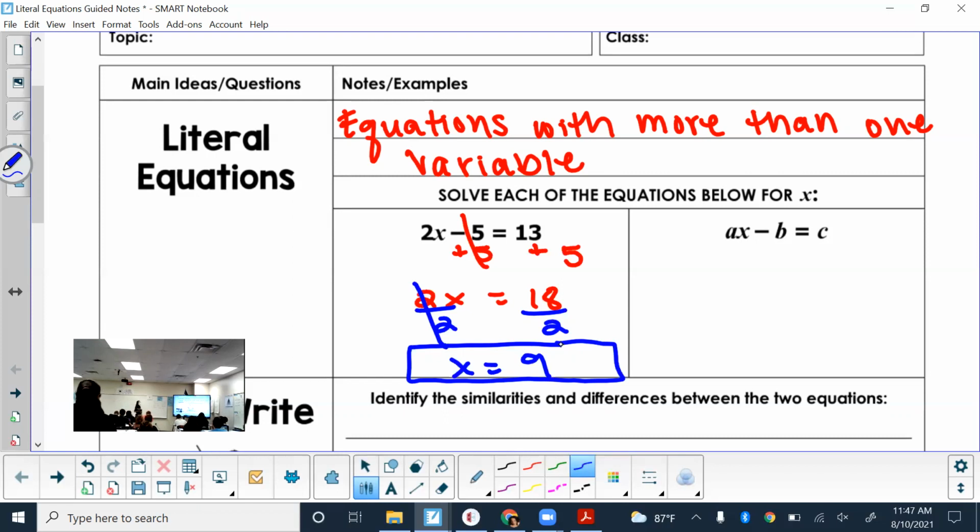I said a or b. How are you going to tell me c? What is the number, or what is the letter that's not close to it? The b. So what would be opposite of subtracting b? Adding b. So do that to cancel it out on the left side. Do it on the right side to maintain equality.